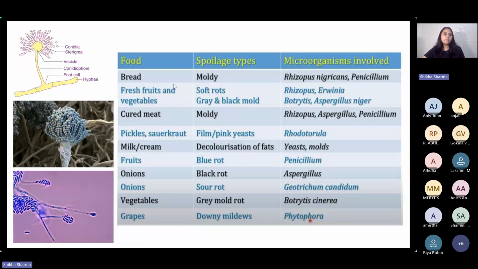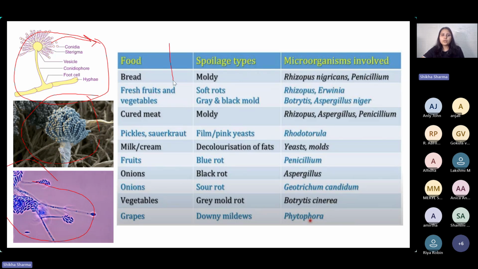If we see the diagram, this is basically Aspergillus species. It looks like this. It will have these spores, and if you are working with Aspergillus species, these spores can go into your respiratory tract and can cause severe infections. And this is Fusarium, how it looks under the microscope.